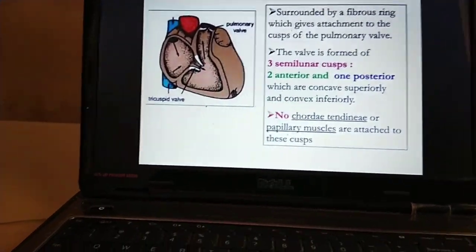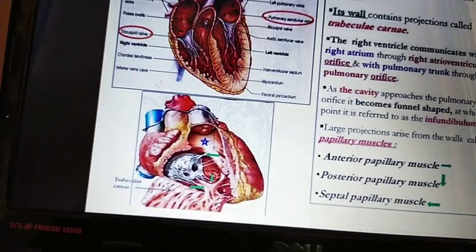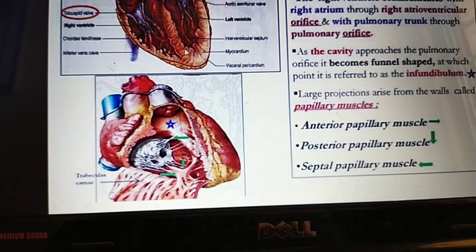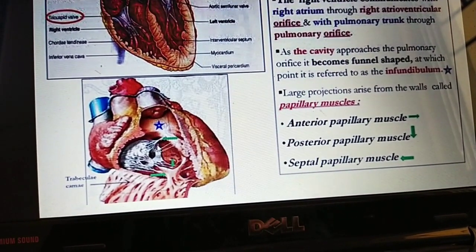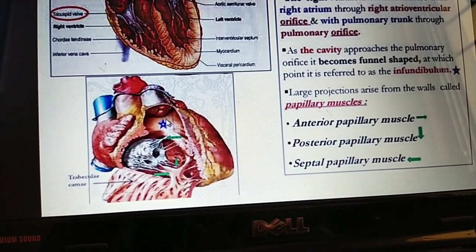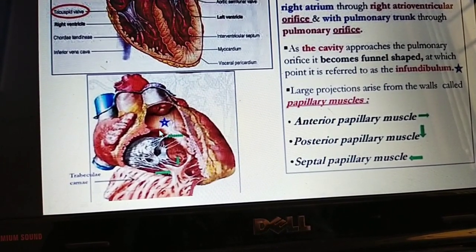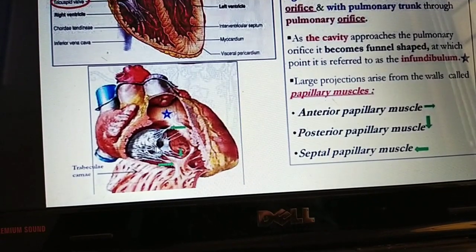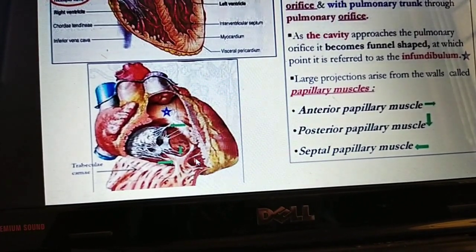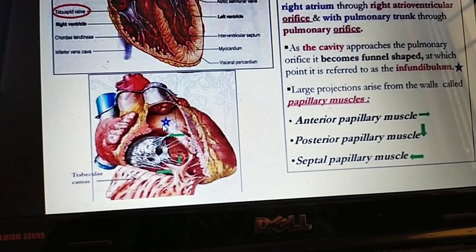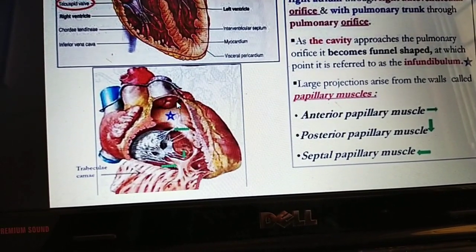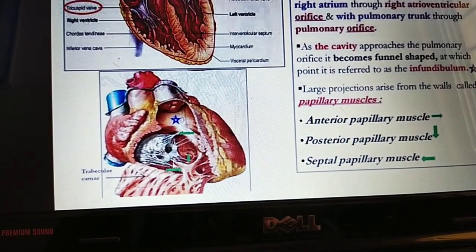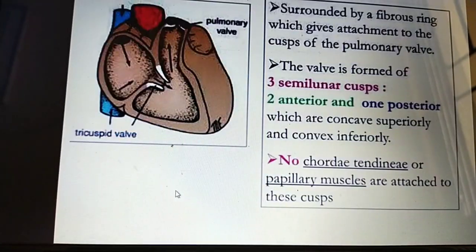You can see here the infundibulum of the right ventricle, or outlet tract of the ventricle, is smooth because it is devoid of what? Papillary muscles, chordae tendineae, and what? Trabeculae carneae. Because of that it is smooth. And this semilunar valve does not have any of these structures, because of that it is smooth.